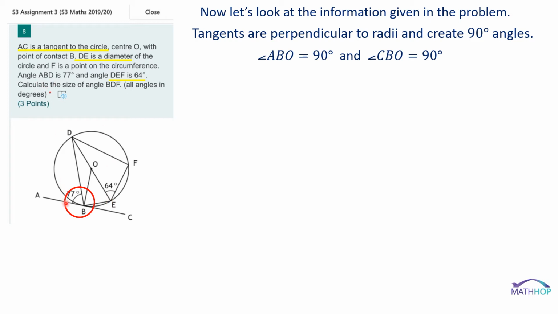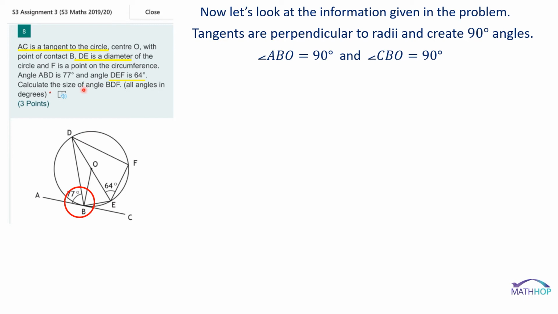Angle ABD is 77. ABD is an inscribed angle, which I already know will let me tell this arc. Okay, and that will come in handy. DEF is 64, so angle DEF is 64. That tells me arc DF is going to be twice as much as that. It's going to be 128.